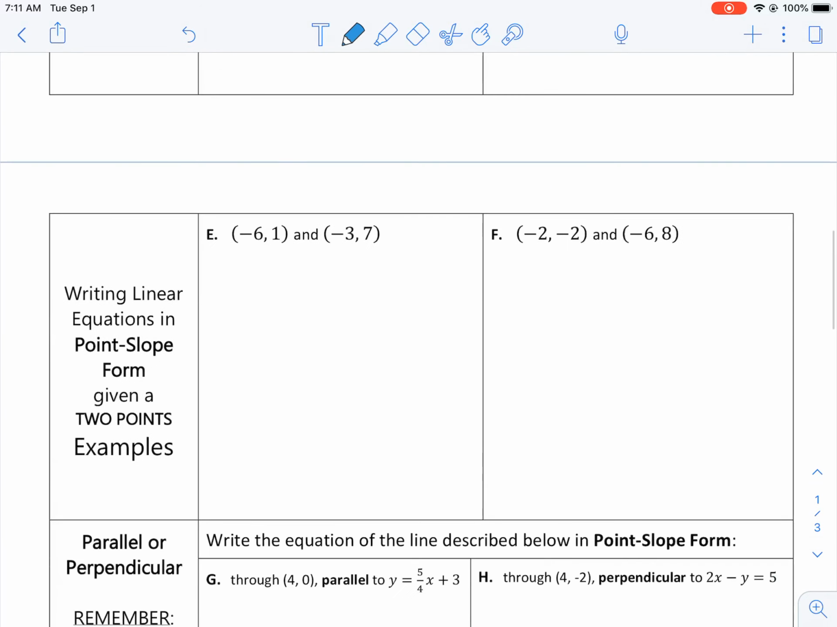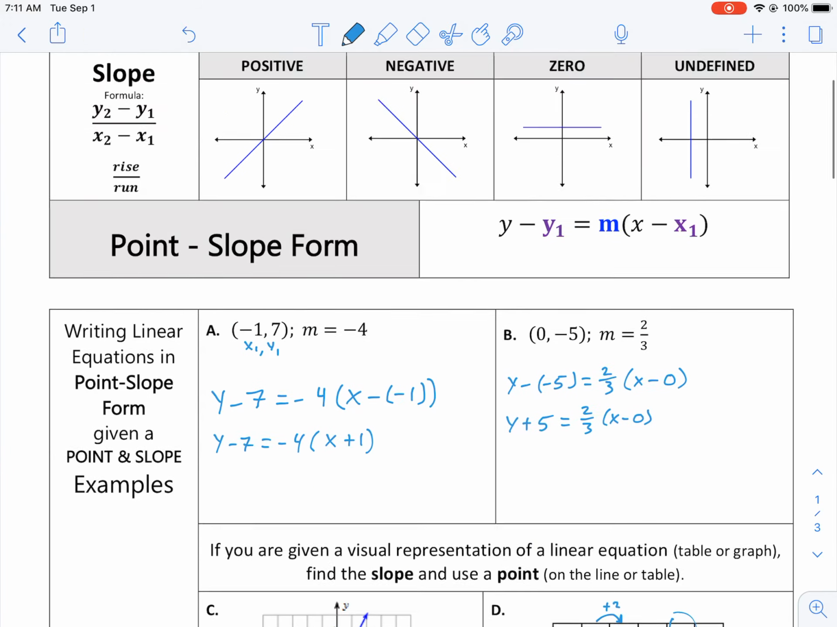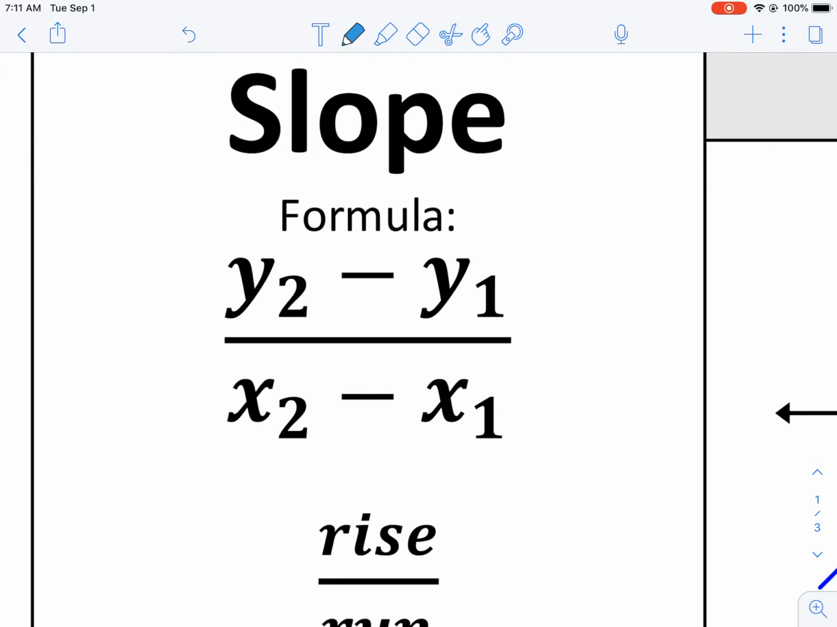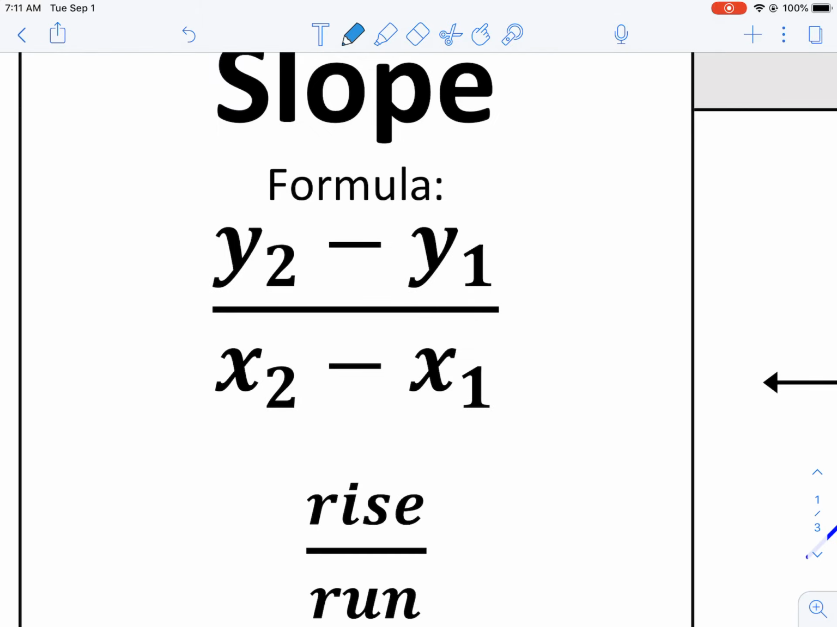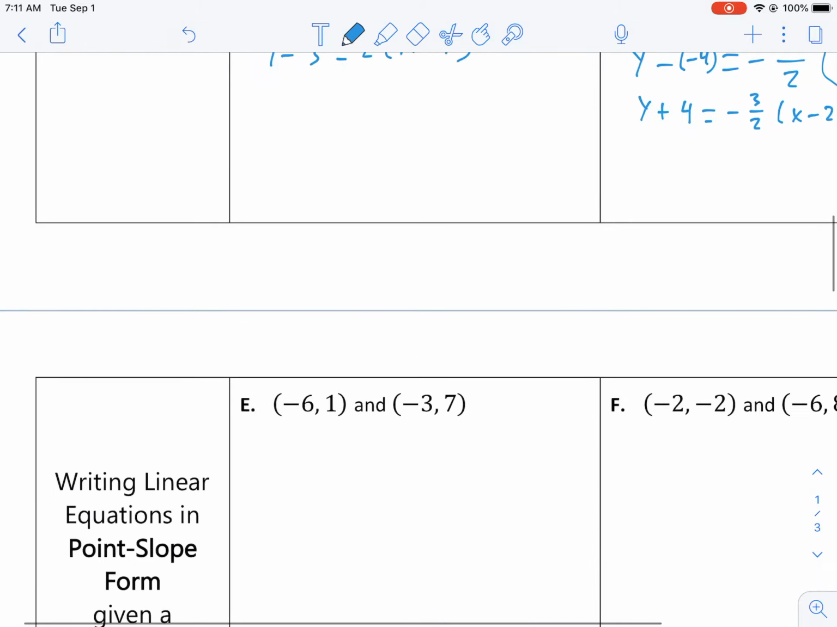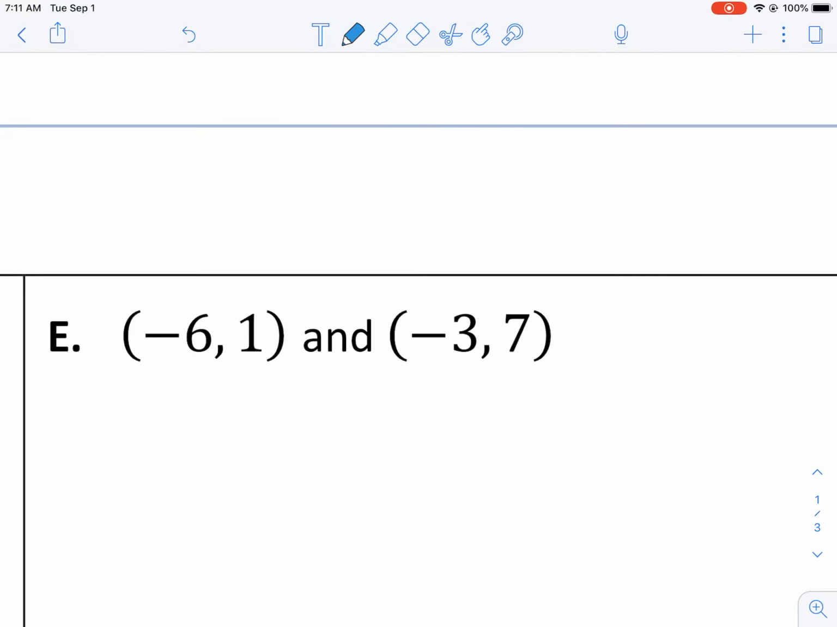So now we're going to move on to the back. So here, all right, they're giving us 2 points, all right, and they want us to write it in point slope form. So this is a little bit different than the first one. Here we actually are going to use this formula right here, all right? We worked on this earlier this week. y2 minus y1 over x2 minus x1. So if we come up here, we've got our x1, y1, x2, y2.